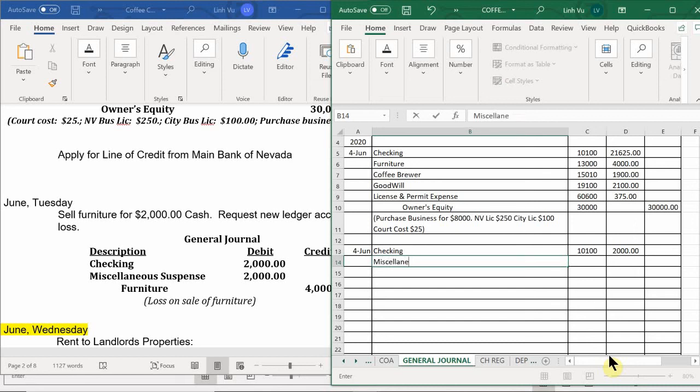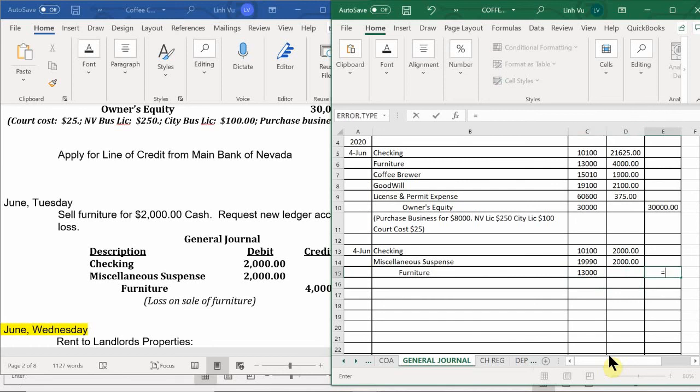Checking will be going to 2,000. In this case, my miscellaneous expense account is going to be for $2,000, and this account was 19,990. And of course, because I got rid of my furniture, I need to decrease my furniture account because I no longer have it. It's gone. It's out of my company. So I'm going to be crediting my furniture account for a total of $4,000.